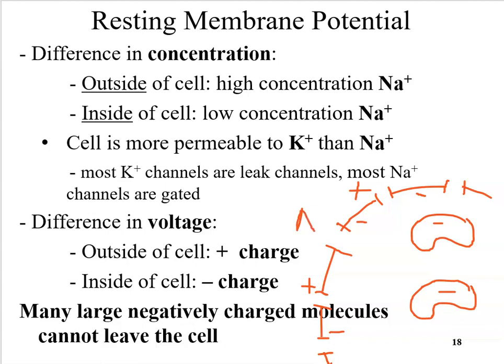So both the sodium ions and the potassium ions located outside of the cell want to cross the cell membrane and head towards the inside. We'll just make that positive. Potassium is positive.